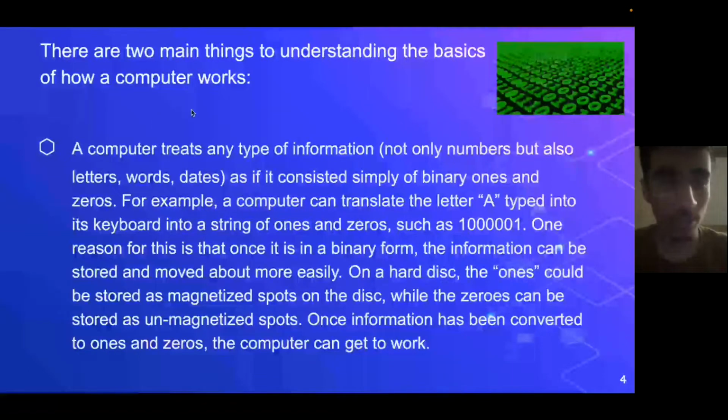There are two main things to understanding the basics of how a computer works. A computer treats any type of information as if it consists simply of binary ones and zeros. For example, a computer can translate the letter A typed on its keyboard into a string of ones and zeros, such as 1000001. One reason for this is that once it is in binary form, the information can be stored and moved about more easily. On a hard disk, the ones could be stored as magnetic spots on the disk, while zeros can be stored as unmagnetic spots. Once information has been converted to ones and zeros, the computer can get to work.